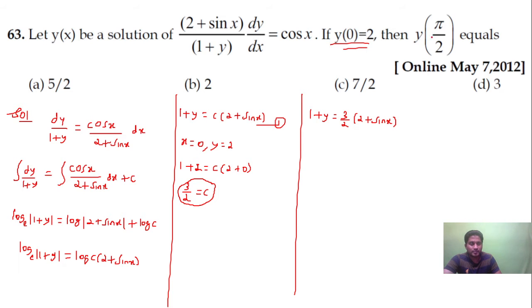Okay, now I am supposed to find out what is y(pi/2). That is, when x is equal to pi/2, what should be the value of y? 1 plus y is equal to 3/2 into 2 plus sin 90, which is 1. So 1 plus y is equal to 9/2. That is, y is equal to 9/2 minus 1, which is 7/2. Answer is option C.